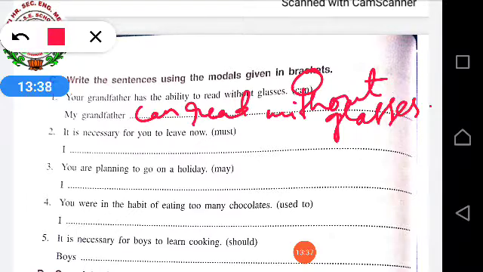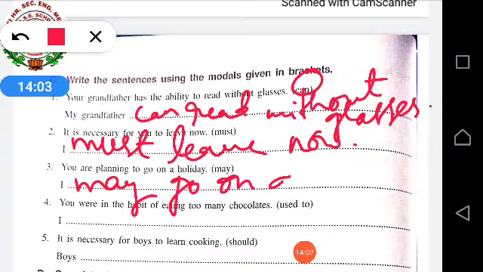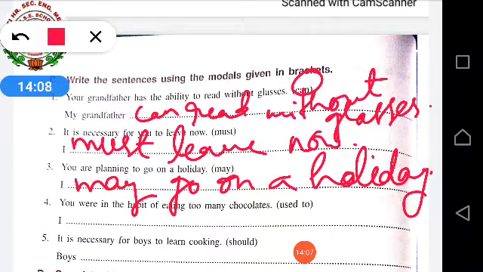Okay. In the same way, second one, it is necessary for you to leave now, and the modal is must. So it will be I must leave now. Third one, you are planning to go on a holiday. May. So your answer should be I may go on a holiday. I may go on a holiday. Okay, so till third I have solved for you. Fourth and fifth you people will be doing by yourselves.